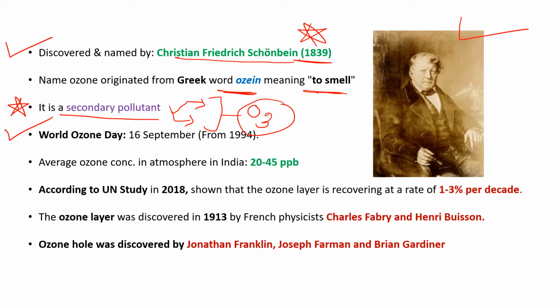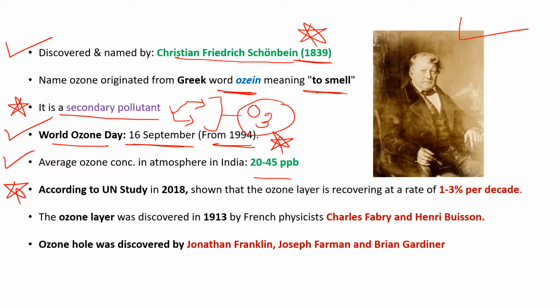We celebrate World Ozone Day on 16th September, and it was started from 1994. What is the average concentration of ozone in India? So the concentration of ozone is highly variable, but in general we can observe 20 to 45 ppb, parts per billion concentration, in India.